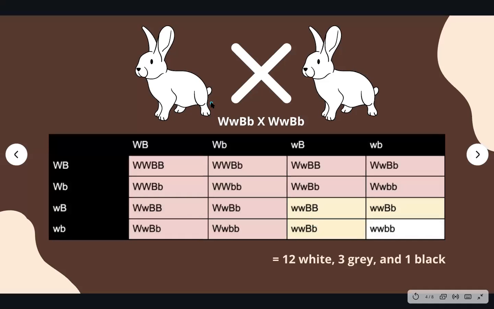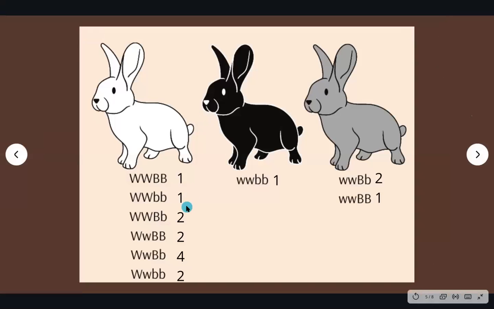And here is the dihybrid cross showing the single dominance. Here, two heterozygous white rabbits are crossed, resulting in a 12:3:1 phenotypic ratio. Here we are able to figure out the phenotypes by referring back to which genotypes code for which phenotypes. And here is the breakdown of that.